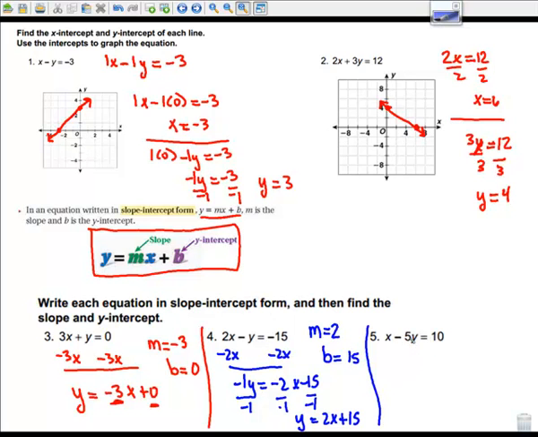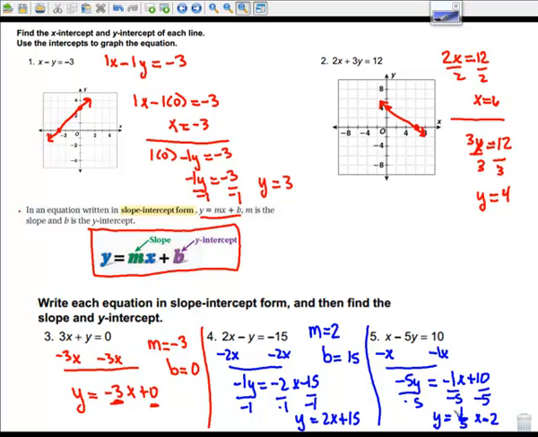And the last one, let's do the same thing. I'm going to solve this for y, so I'm going to subtract 1x from both sides. I get a negative 5y equals negative 1x plus 10. Divide by negative 5. So y equals negative divided by negative is positive. I'm leaving this as the fraction 1/5 x. Positive 10 divided by negative 5 is negative 2.